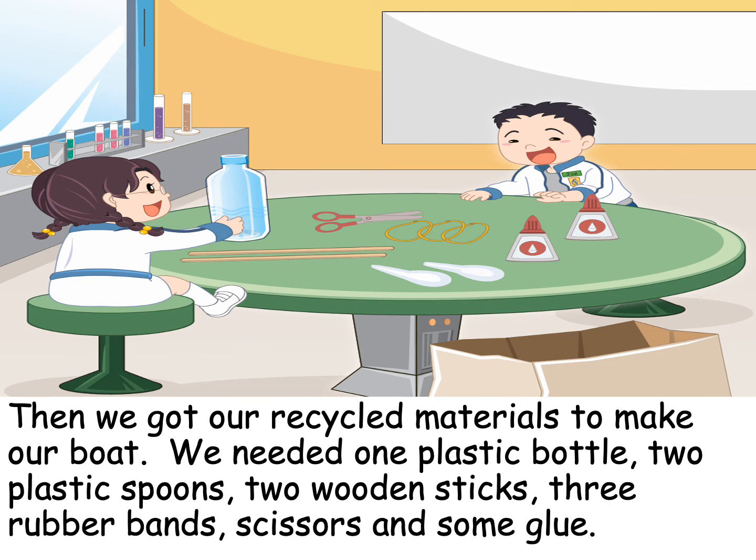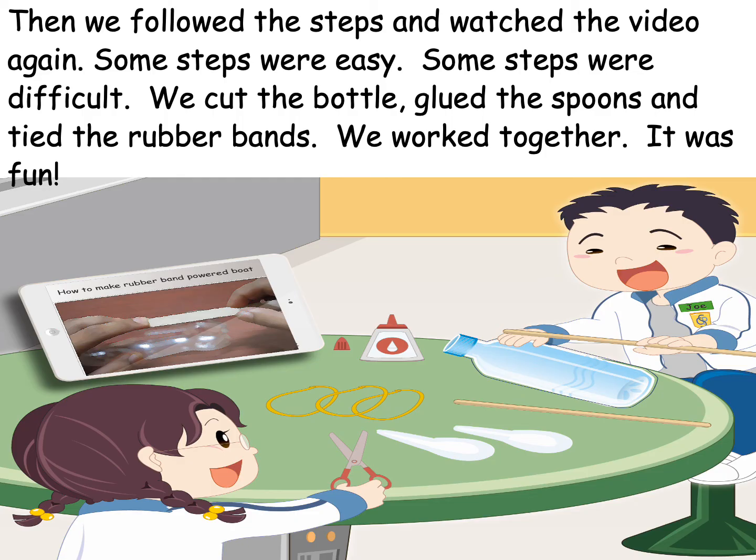Then we got our recycled materials to make our boat. We needed 1 plastic bottle, 2 plastic spoons, 2 wooden sticks, 3 rubber bands, scissors and some glue. Then we followed the steps and watched the video again. Some steps were easy. Some steps were difficult. We cut the bottle, glued the spoons and tied the rubber bands. We worked together. It was fun.